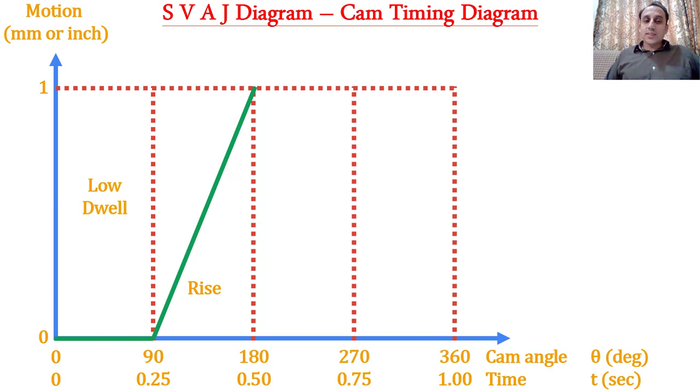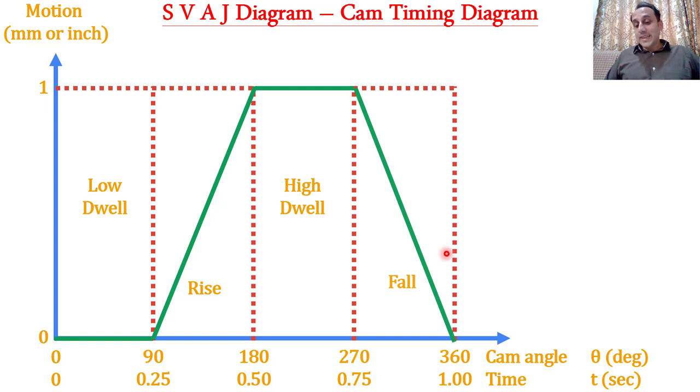In the third segment, what will happen? There will be a high dwell. And in the fourth one, there will be a fall. Once again, we are using the linear function for the fall. So this is the displacement, and we can take the time derivative of this diagram to get the velocity, acceleration and jerk.